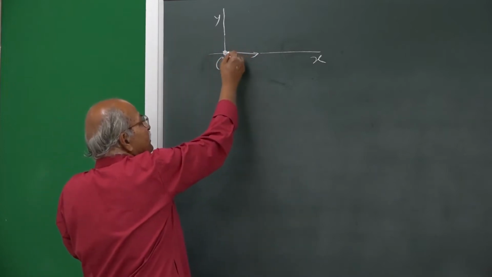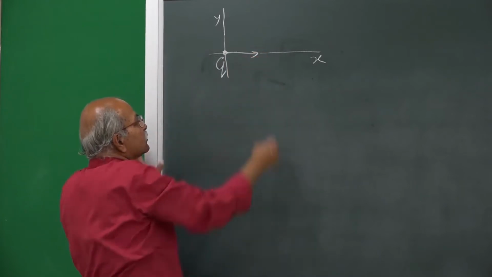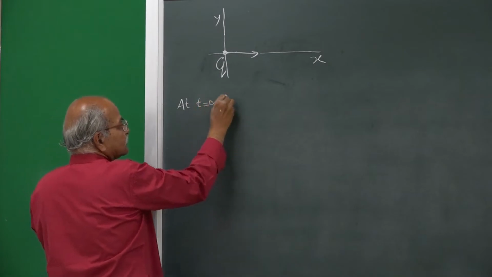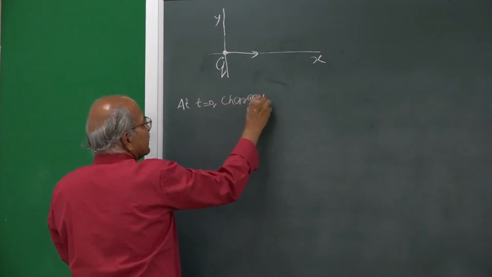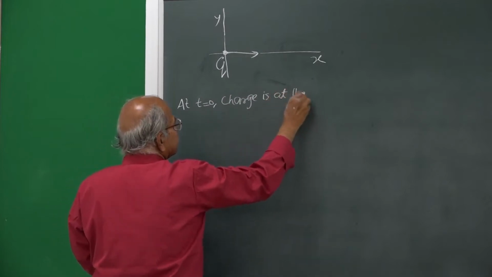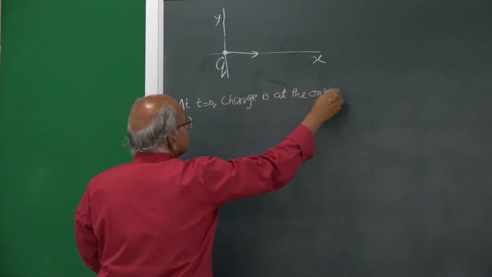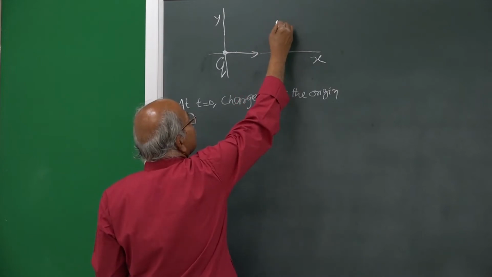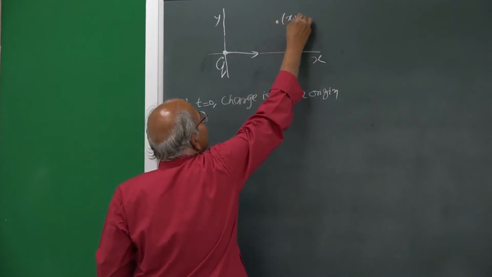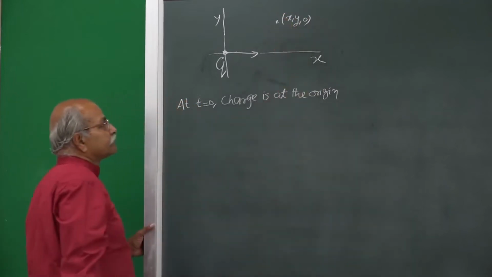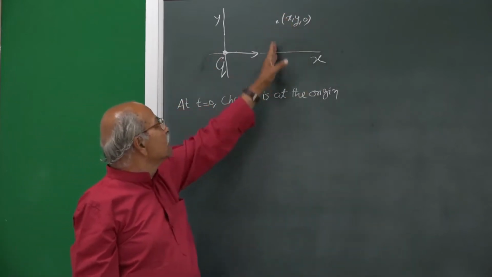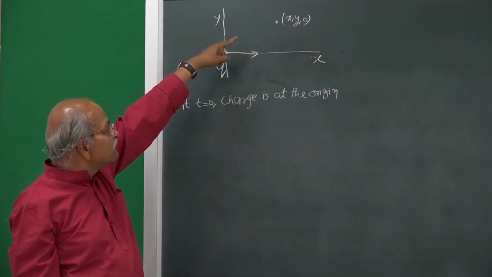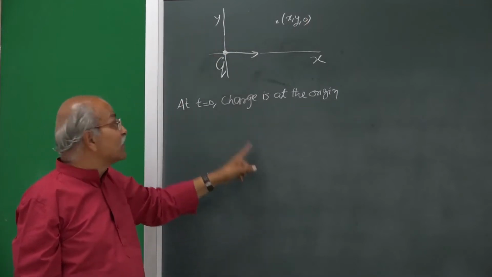Remember, this charge is moving. This charge has a velocity, so it is moving. So, at a certain instant at t equal to 0, charge is at the origin, and at this instant I want to write the electric and magnetic field at some point, let us call it x, y, 0. Okay. So, x and this is y, z is 0, I am in this particular plane. So, I want to find electric field and magnetic field here at this instant, remember, because it is moving.